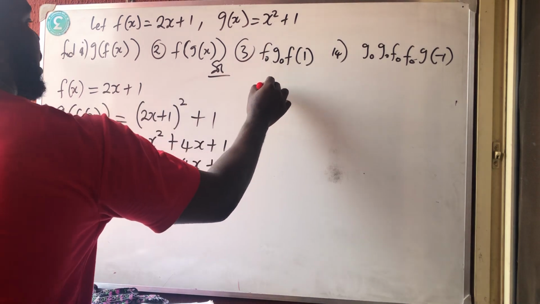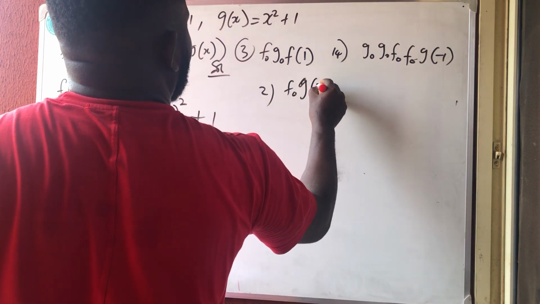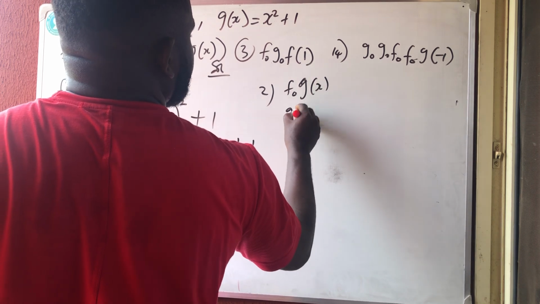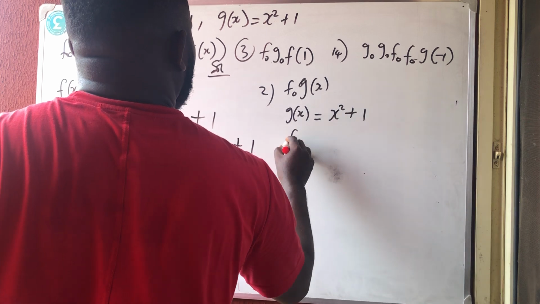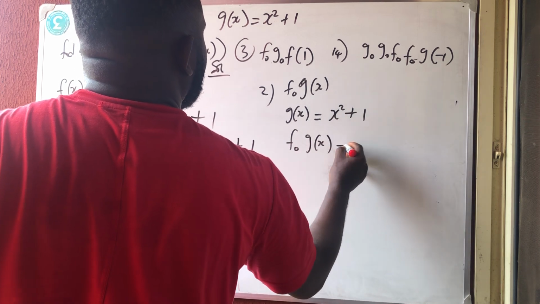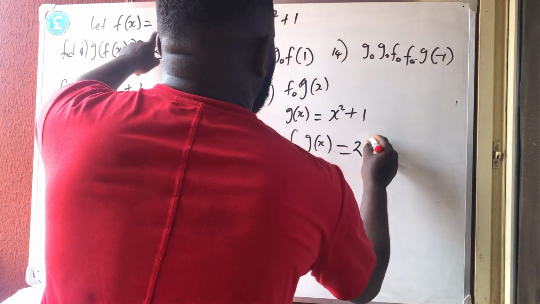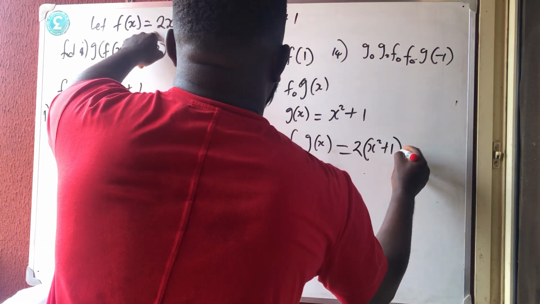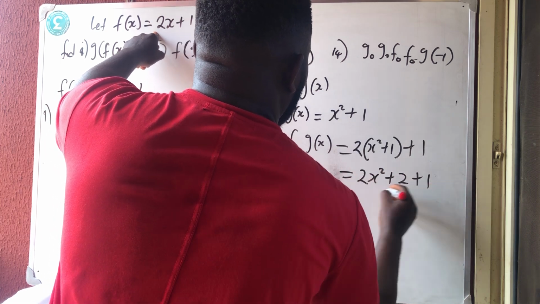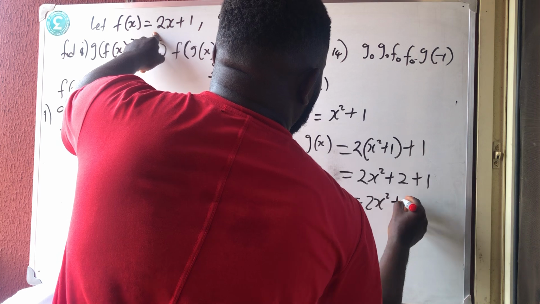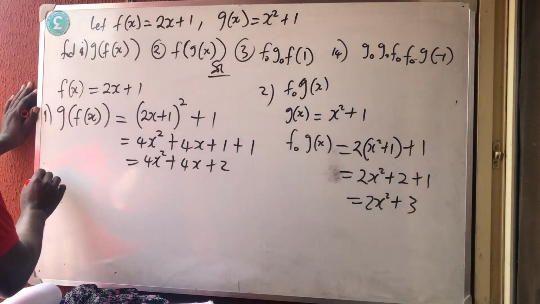Number 2 said f of g of x. So the first thing we are doing is g of x. G of x will give me x squared plus 1. But f of g of x means anywhere you see x here, put that g of x. So I'm having 2 into (x squared plus 1), then plus 1. So what do I have? 2x squared plus 2 plus 1, which is 2x squared plus 3. As simple as that.